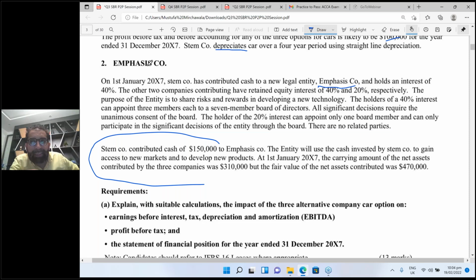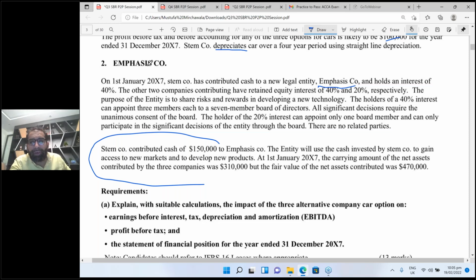Now the other two companies contributing have retained equity of 40 and 20. That means there are three owners: 40 STEM company, 40 another guy, and 20 another guy, respectively. The purpose of the entity is to share risk and reward in developing a new technology. Together they are developing a new technology.